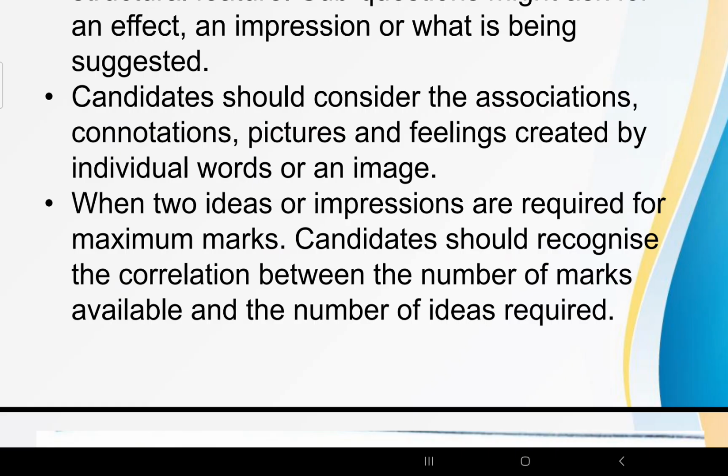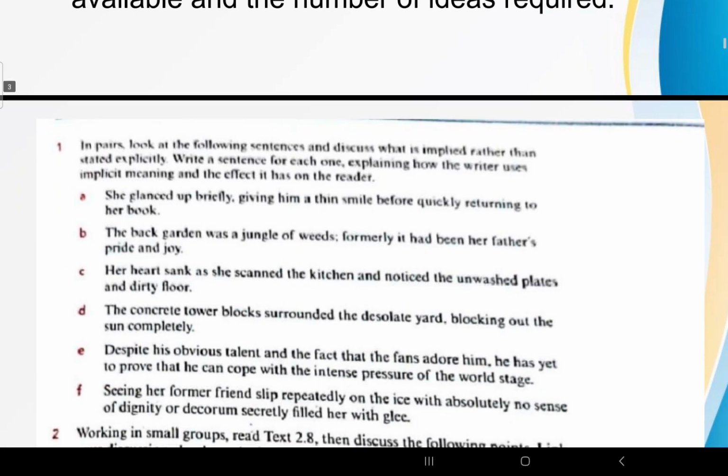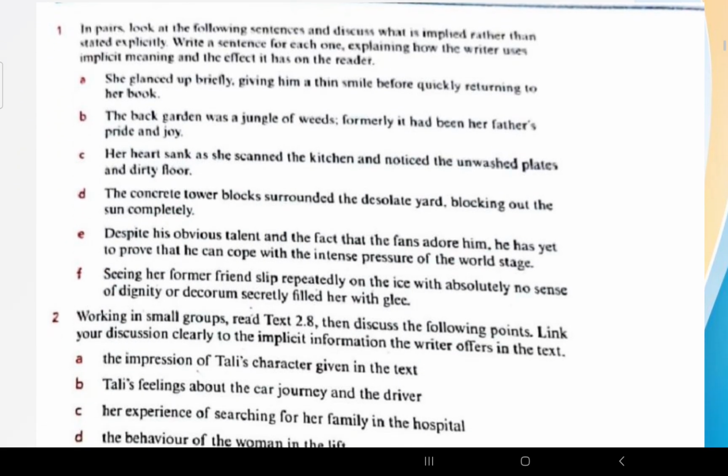So you need to understand the relation or correlation between the number of marks available and the number of ideas that you are coming up with. Okay, before going towards the use of language task, those 5 questions, I thought that we should do some kind of brainstorming that will help you understand how you are going to look for meanings or effects of language if you have this kind of question in your paper. Let's have a look at this.